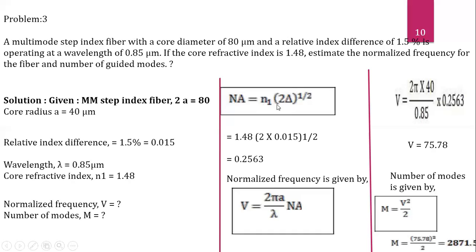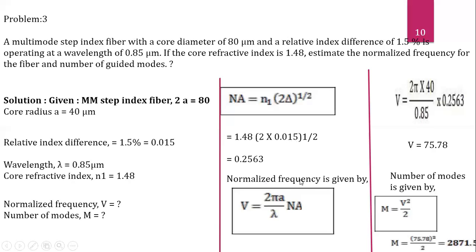We know the value of N1, right? The value of N1 is equal to 1.48 and the value of delta is equal to 15%. We are converting this 15% into a numerical value. The value of delta is equal to 0.015, the whole power 1 by 2. By simplifying this value, we will get the numerical aperture as 0.2563.